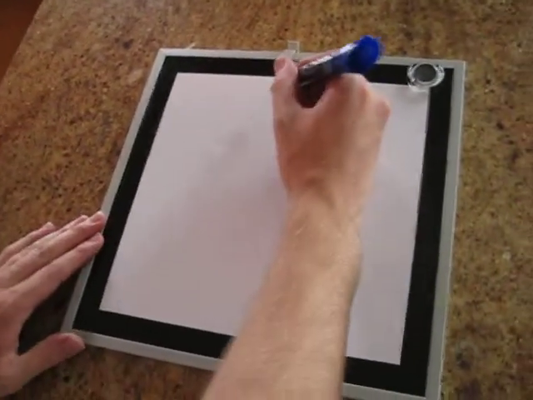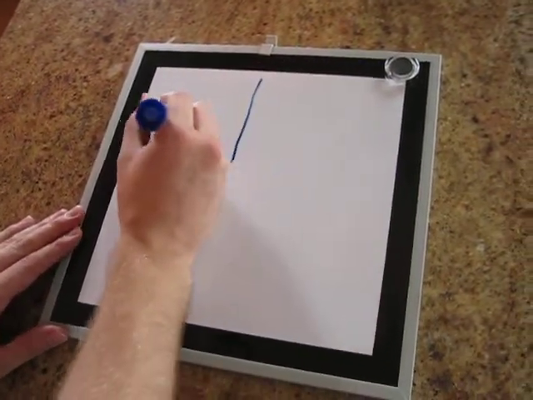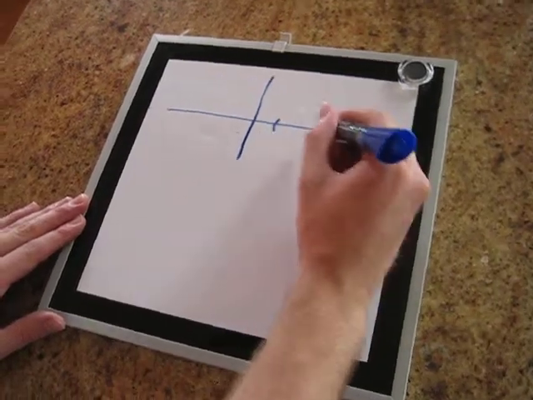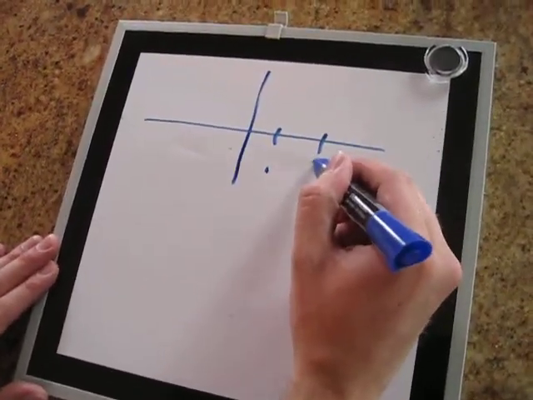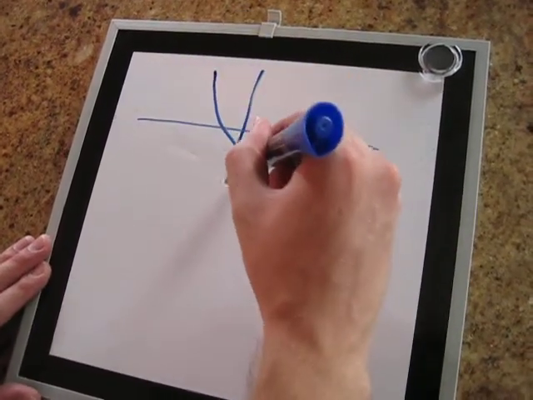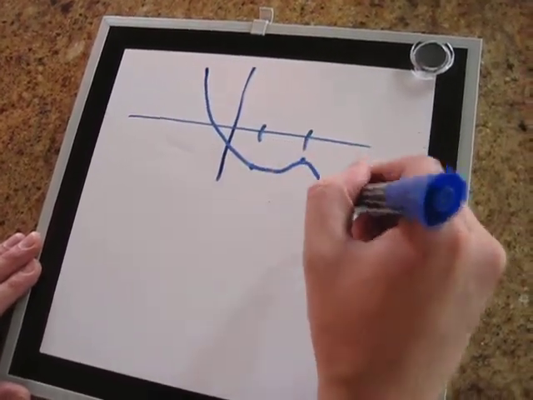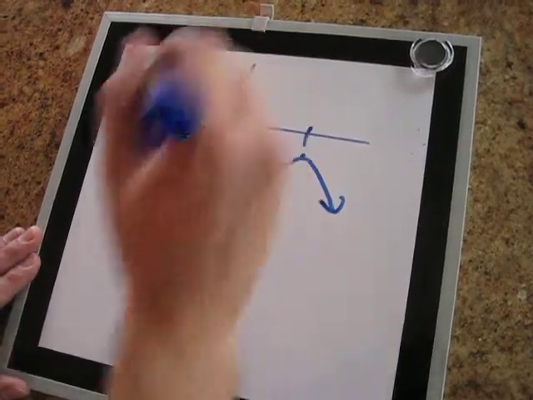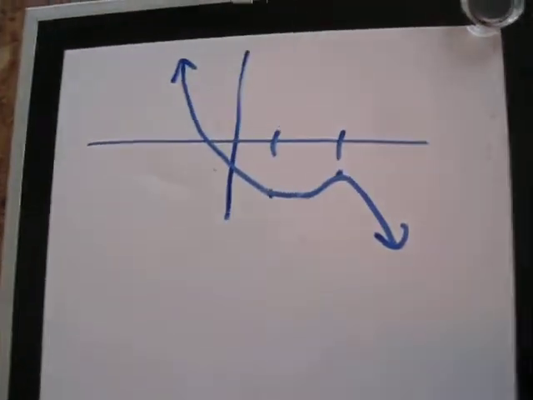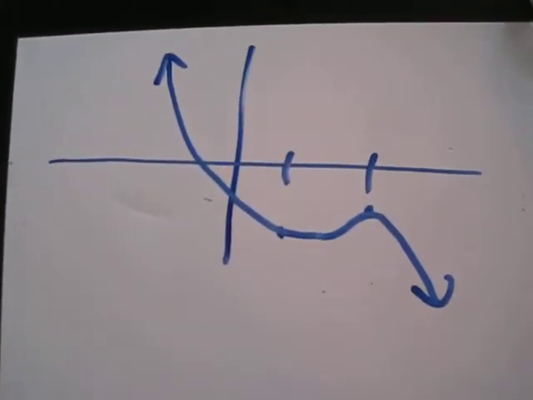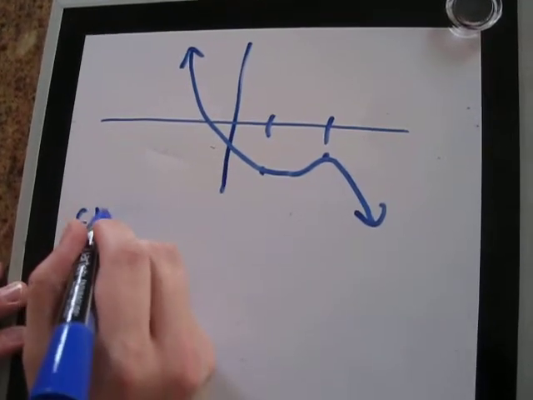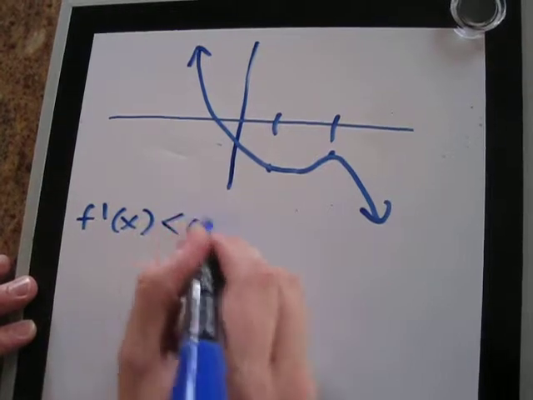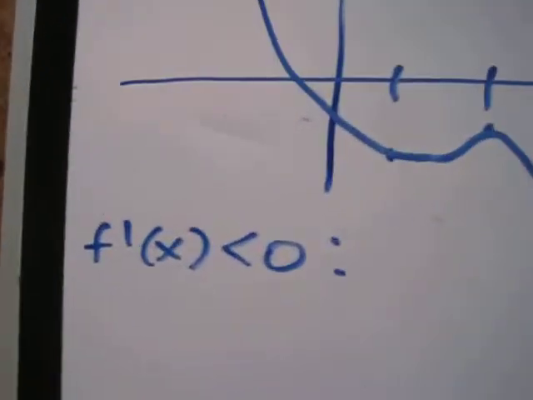Okay, we are going to analyze the graph of this function and make some determinations about its derivative. So the first thing we are going to determine is where f prime of x is less than 0, in other words, where the function is decreasing.